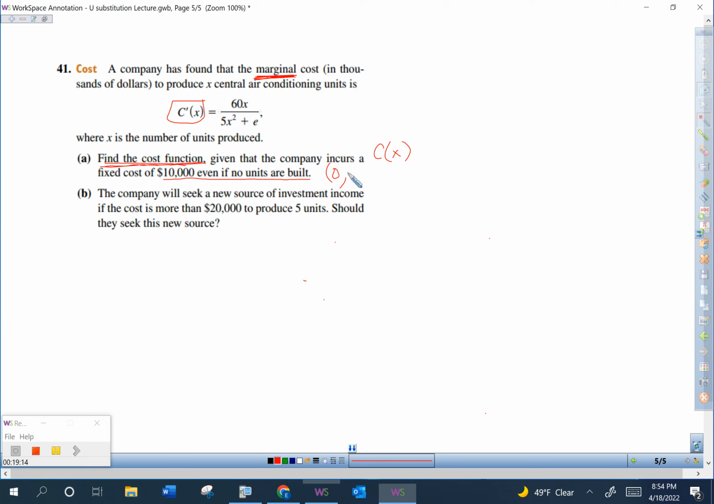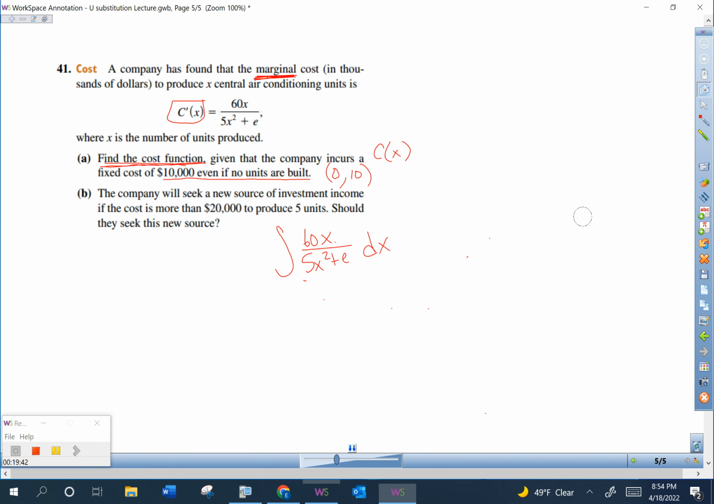So if it's 10,000, that would be 10 in thousands. Okay, so be careful with those. They are tricky. So let's go to work. We want to find the antiderivative of this thing, this 60x divided by 5x squared plus e. And we're doing that with respect to our variable x.